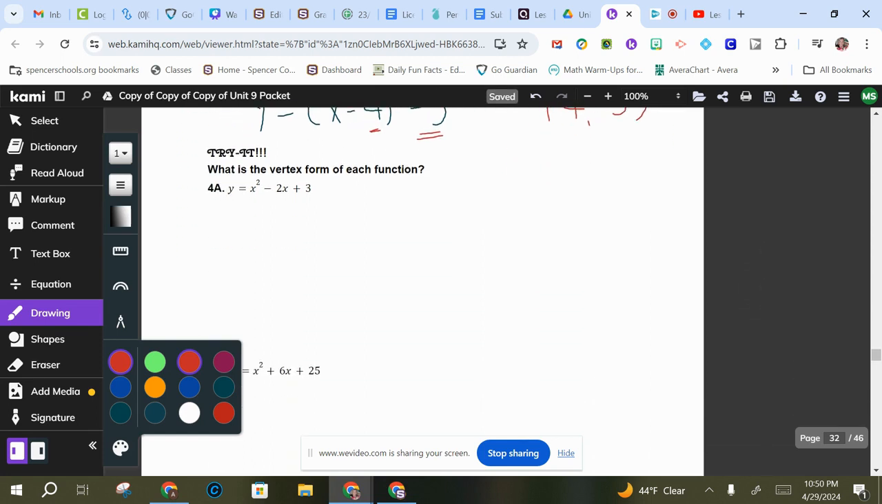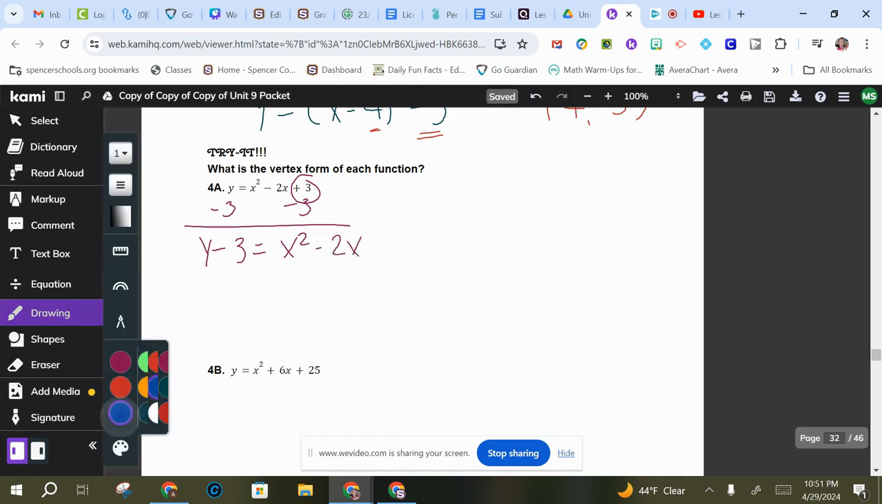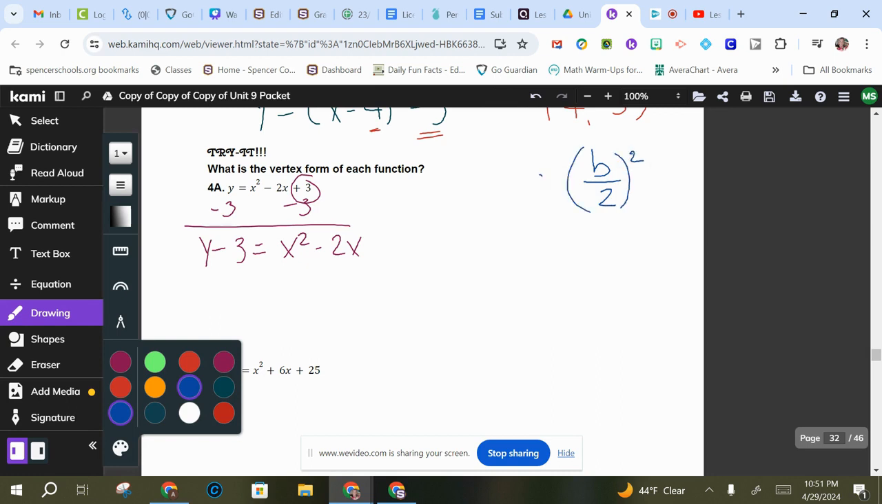Okay, stop the video and do it yourself, or watch me do it again. So kick out the old c, subtract 3 from both sides. So you're going to have y minus 3 equals x squared minus 2x. Complete the square. So I'm going to do my b over 2, or b divided by 2 squared is my new c. So -2 divided by 2 is -1, squared is 1. So to complete this one, I'm going to add 1 to both sides.